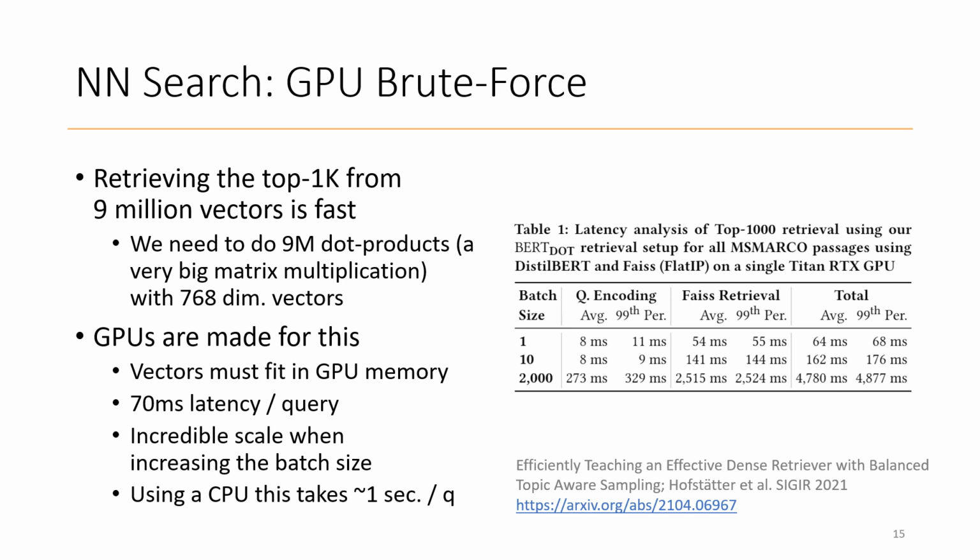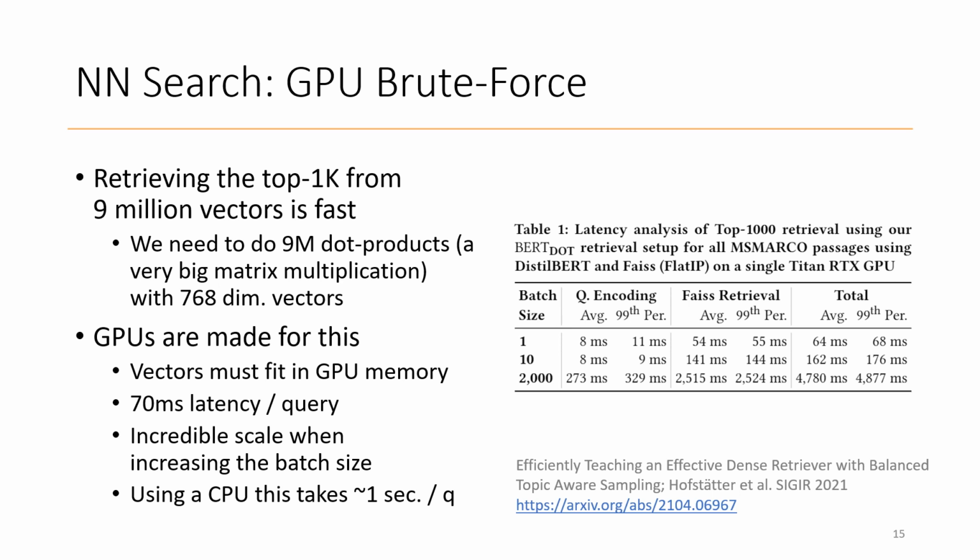If we do a GPU-based brute force search, meaning we compute a dot product for, let's say, 9 million vectors in the MS Marco collection, and we want the top 1,000 passages for those 9 million, we need to do 9 million dot products, which basically is one very big matrix multiplication with 700 dimensional vectors. But GPUs are made for this, right?